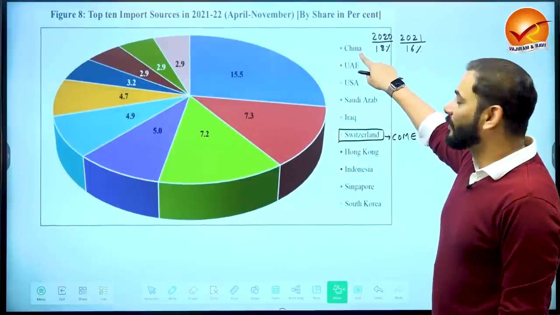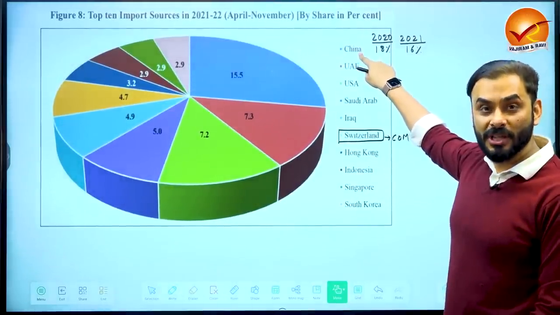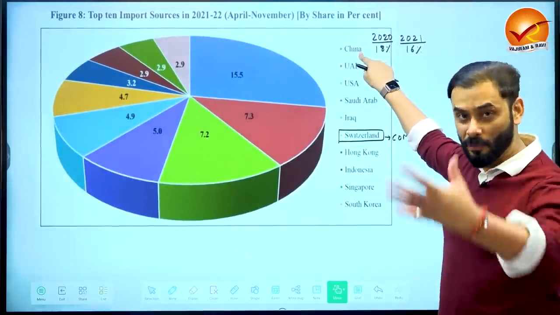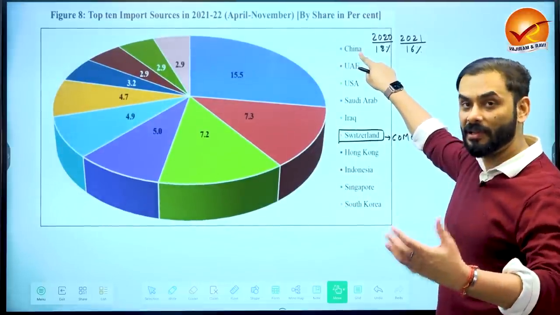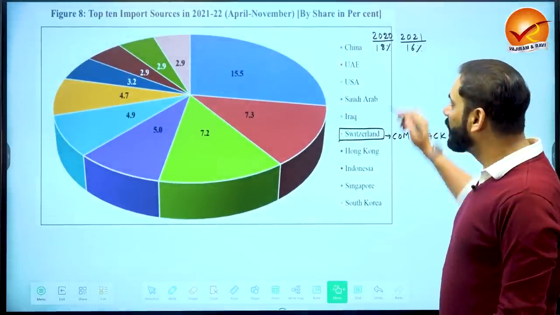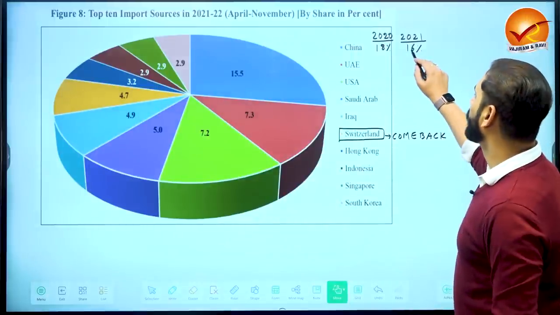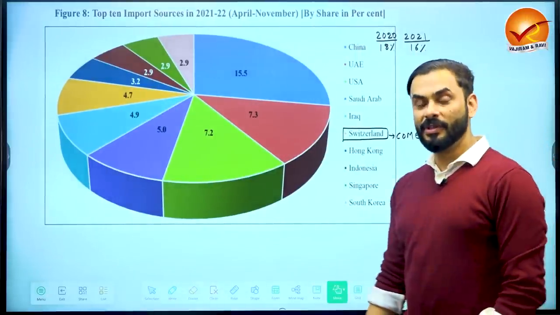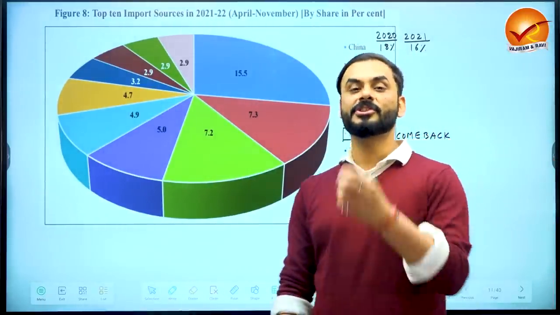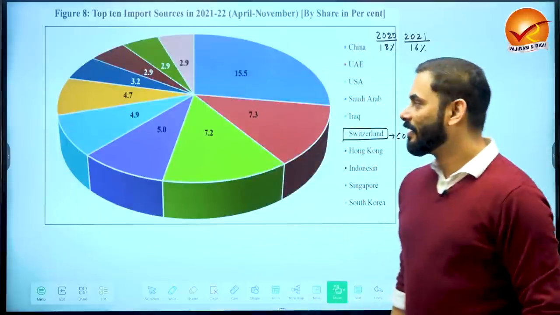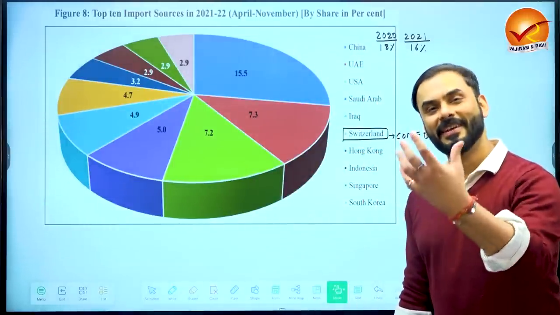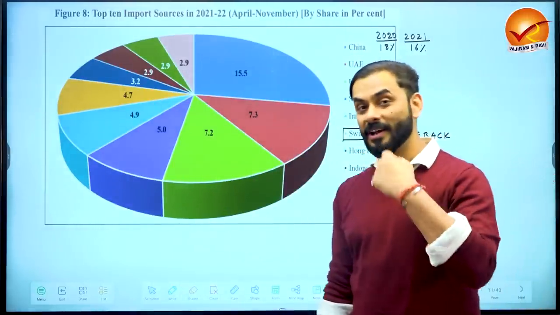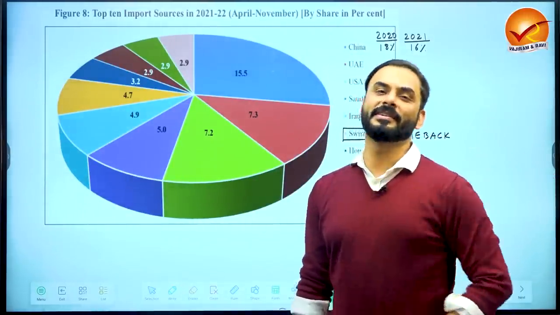If you look at the Chinese contribution in our import, we buy a lot of things from China. The Chinese contribution was 18% in 2020, and in 2021, it became 16%. So yes, our dependence on China reduced just a little bit. But even then, we depend a lot on China for our imports. So trade is not in our favor when it comes to China, right?